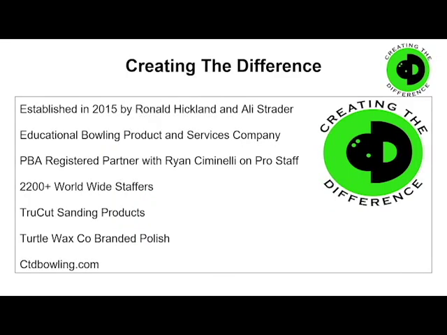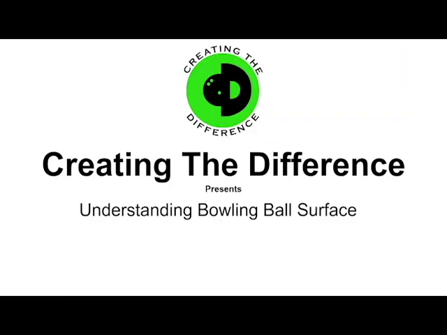Creating the Difference was a company that was started in 2015 by Ronald Eklund and Ali Strader. It's an educational company that offers bowling products and services. Creating the Difference is officially registered with the PBA and has Ryan Simonelli on its pro staff. It has 2,200 worldwide staffers, has sanding products called TrueCut, has a branded polish with Turtle Wax, and the website is ctdbowling.com. Today we're going to talk about understanding bowling ball surface.